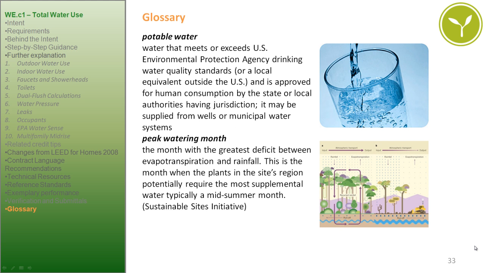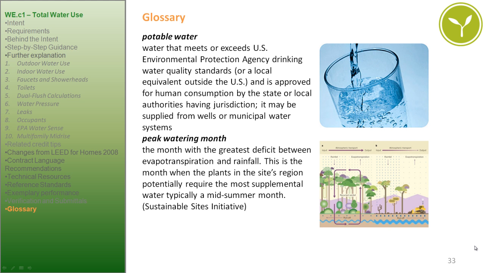Glossary. Potable water: Water that meets or exceeds U.S. Environmental Protection Agency drinking water quality standards or a local equivalent outside the U.S. and is approved for human consumption by the state or local authorities having jurisdiction. It may be supplied from wells or municipal water systems. Peak watering month: The month with the greatest deficit between evapotranspiration and rainfall. This is the month when the plants in the site's region potentially require the most supplemental water, typically a midsummer month.